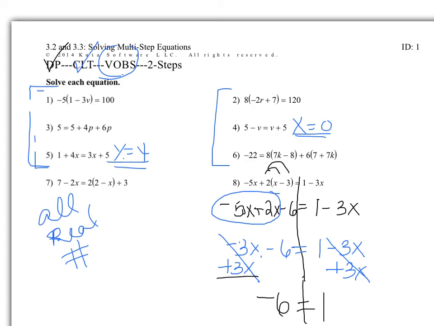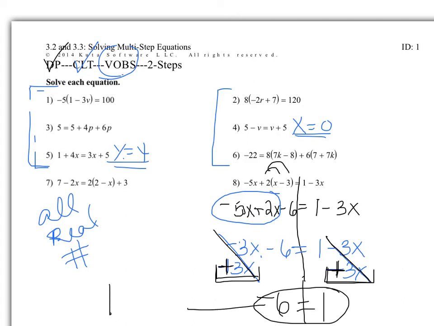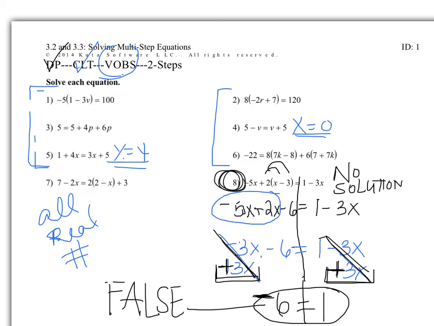Notice how I added 3x to both sides. I did that because I wanted to cancel this 3x, but just so happens that this guy also has a negative 3x, so it also canceled. And I end up with a statement that says negative 6 is equal to 1, which is not true. Since I ended up with a false statement, my variables are gone. That's not true. That means that there is no solution for x. That means that number 8 has no possible answer.